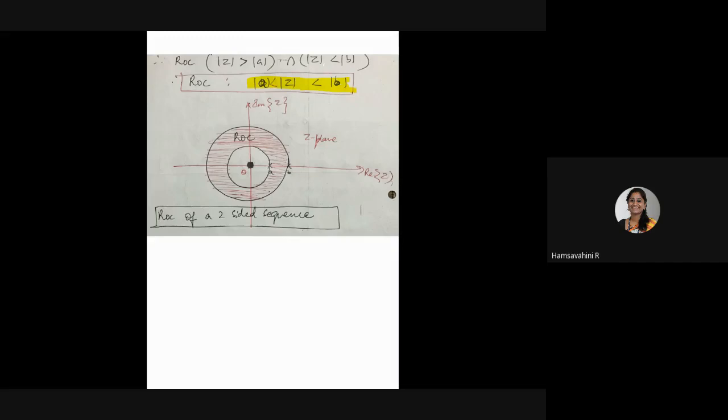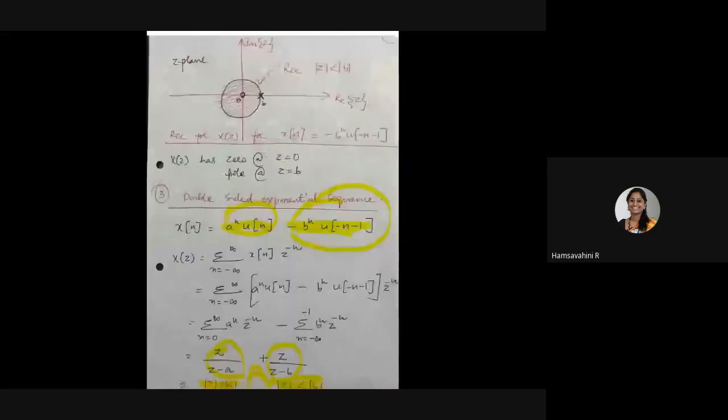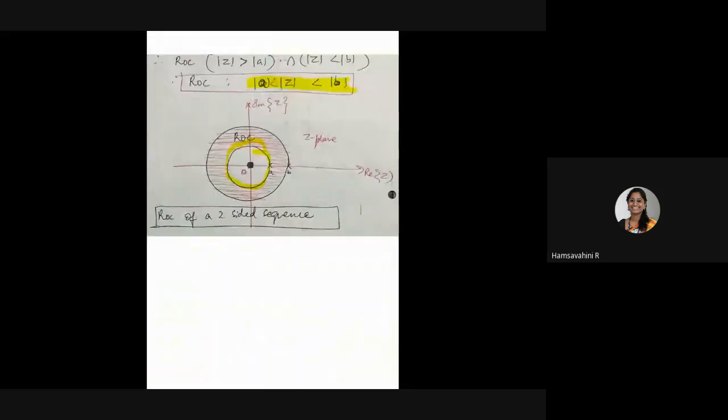So now, how do we plot an ROC? How do we represent an ROC on a Z plane? As I told, always the pole will make a circle of radius equal to the magnitude of that pole. In this case, A is one pole and B is another pole. If you see here, A is one pole and B is another pole, and we have two zeros here. Okay, so this is one circle, and this is another circle with the radius B.